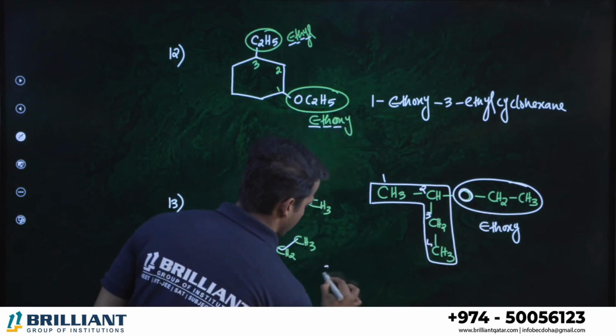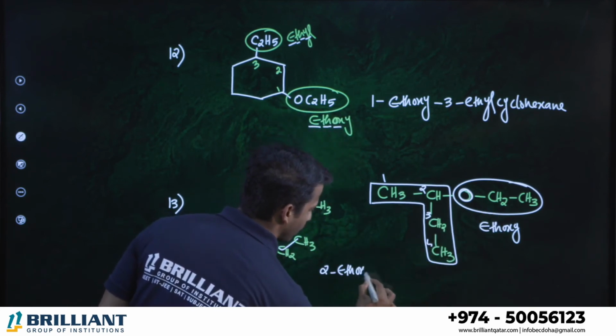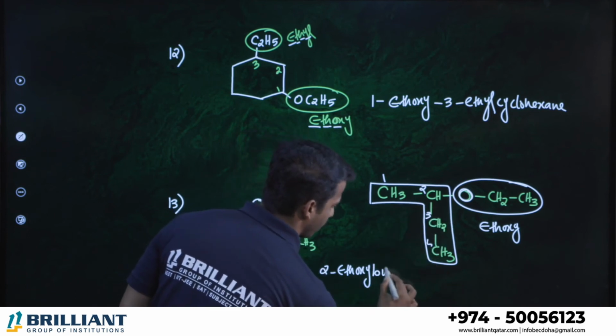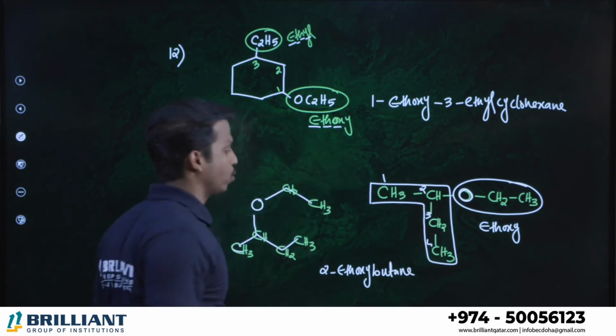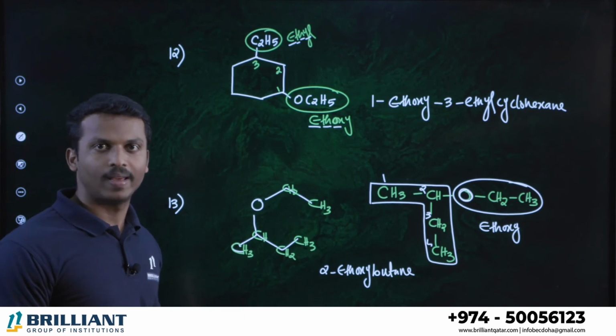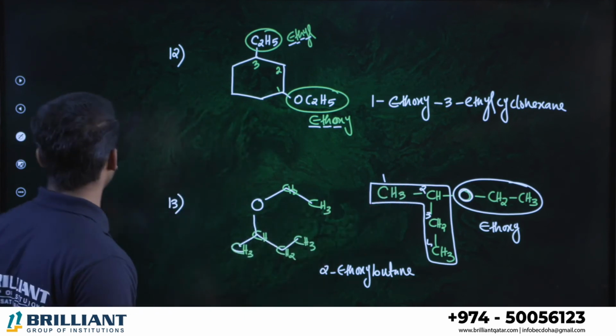Second position ethoxy. So what's the name? 2-ethoxy. The chain containing a total of 4 carbons is called what? Butane. 2-ethoxybutane. Clear, all? 2-ethoxybutane. That's it.